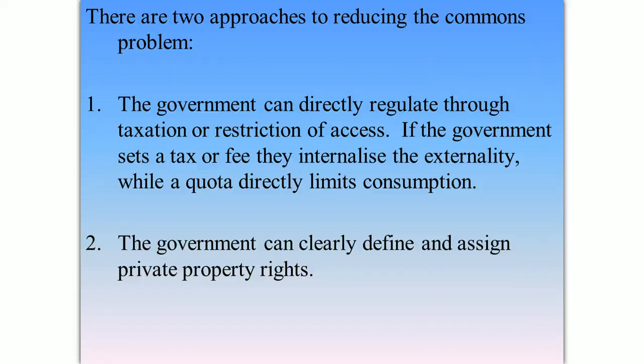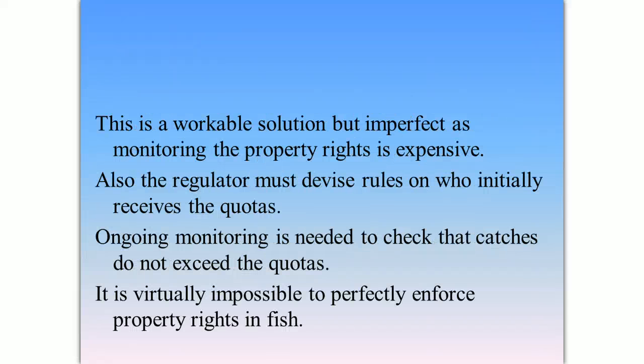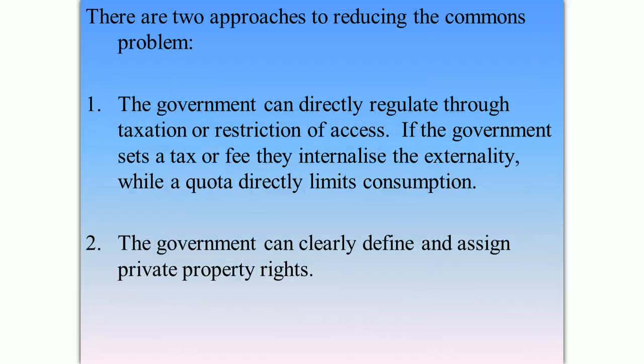So when looking at commons problems, there are 2 general approaches that the government can take. One is direct regulation through taxation or restriction of access. In the fishing industry, it tends to be direct regulation through quotas. If the government sets a tax or a fee, it can internalise the externality, while a quota limits consumption. So for the internet, which tends to be abused, maybe charging a price per email would limit the amount of spam.